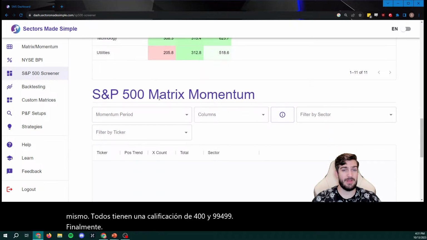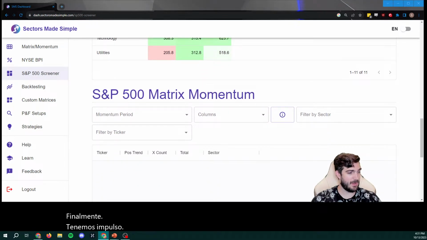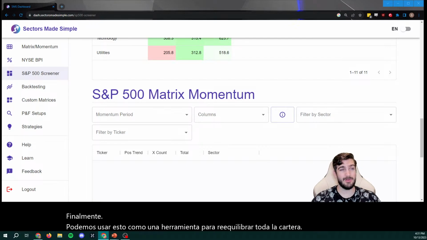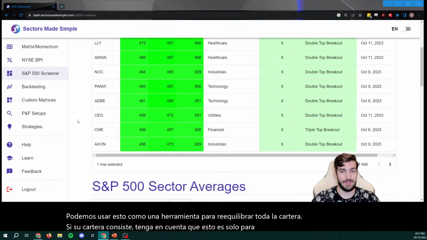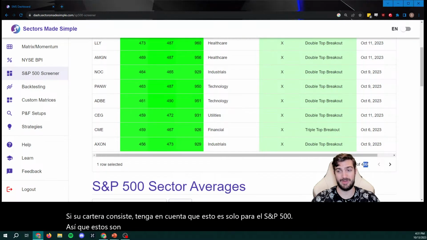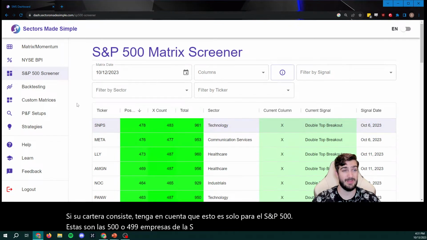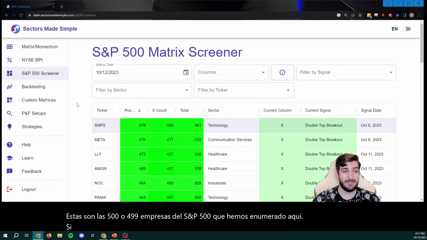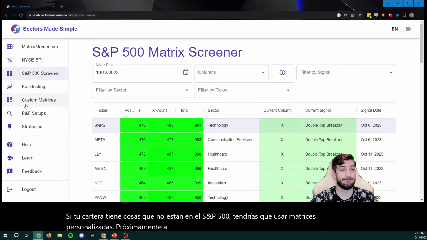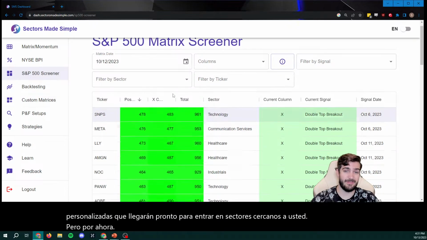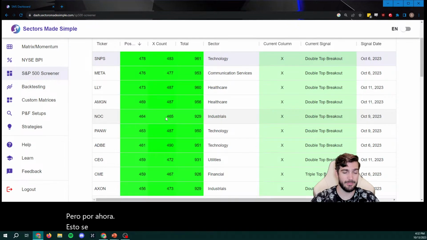Finally, we have momentum. We can use this as a tool to rebalance a portfolio. If your portfolio consists, so keep in mind this is only for the S&P 500. So these are the 500 companies, or 499 companies, in the S&P 500 that we have listed here. If your portfolio has things that are not in the S&P 500, you would need to use custom matrices. Coming soon to a Step Into Sectors near you. But for right now, this is limited to S&P 500 companies.